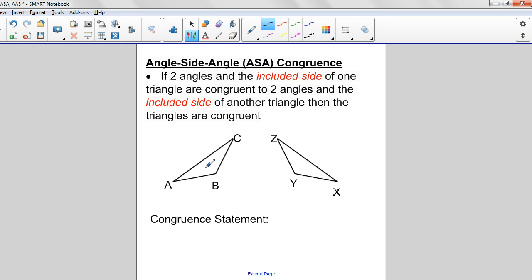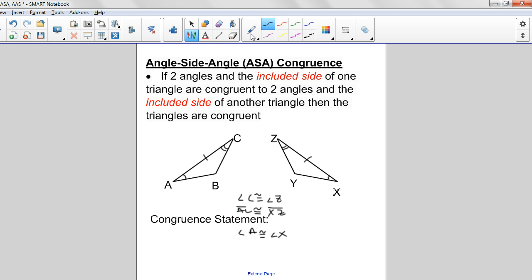So for example, in this picture, say we were talking about this angle here and this angle here. This would be the included side. It's in the middle of those two angles. And that would have to match up with this one and this one. So first of all, this would be a different measurement than A, so let me mark that with two arcs. You could say angle C is congruent to angle Z, and then you would have the side AC is congruent to the side XZ, and then you would also have the third statement, which would be angle A is congruent to angle X.